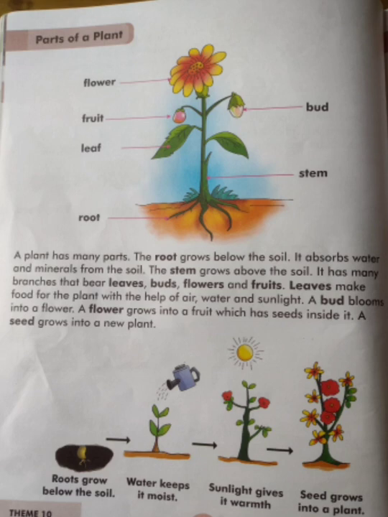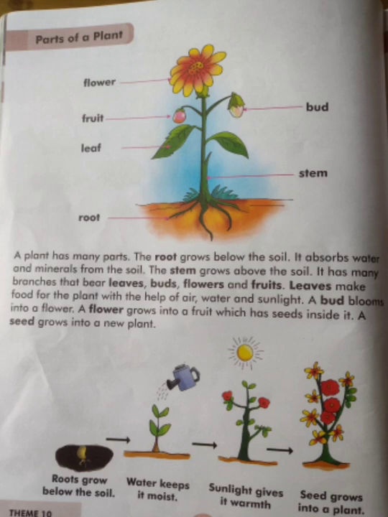First of all, this is root. Root grows below the soil. These are the roots. Then this is stem. Stem grows above the soil and these are the different parts of the stem. This is bud, leaf, fruit and flower. All these are the parts of plants and the parts of a stem.